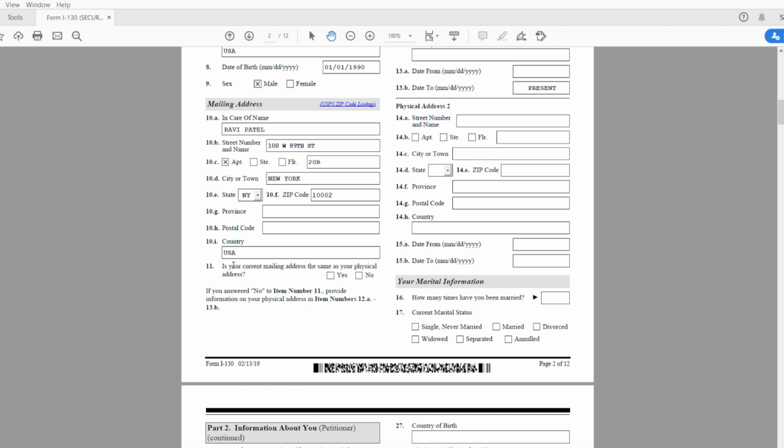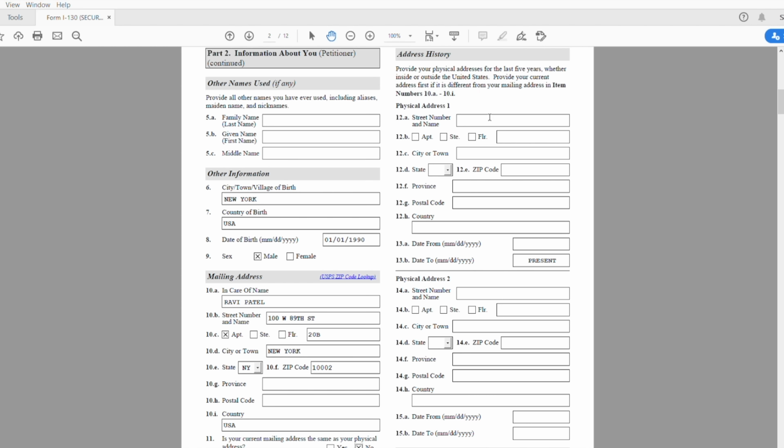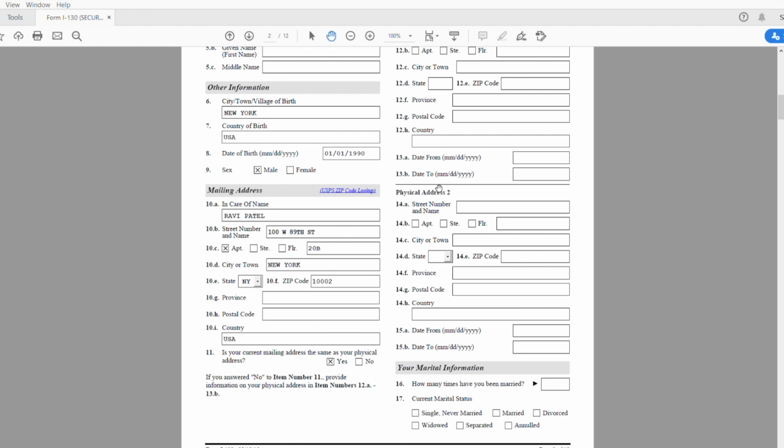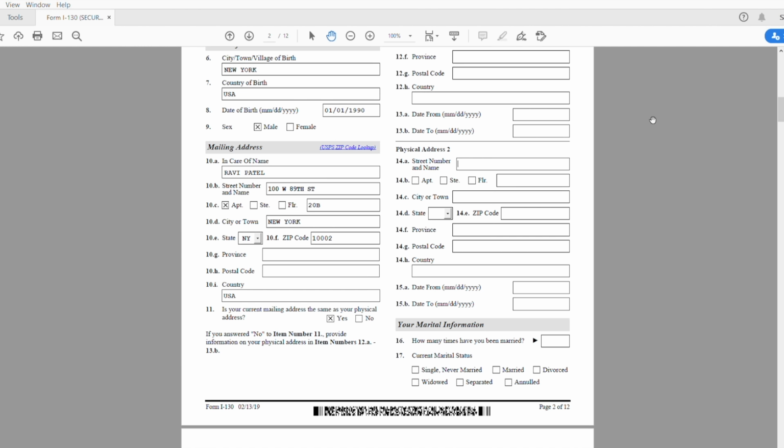In 11, you would indicate whether your mailing address is the same as your current physical address. Here, it is yes, but if it was no, you would enter your physical address in 12A through 13B. Now, moving on to the petitioner's physical address history. Before the petitioner moved to his current address, he previously lived in New Jersey, so we'll go ahead and enter that address.